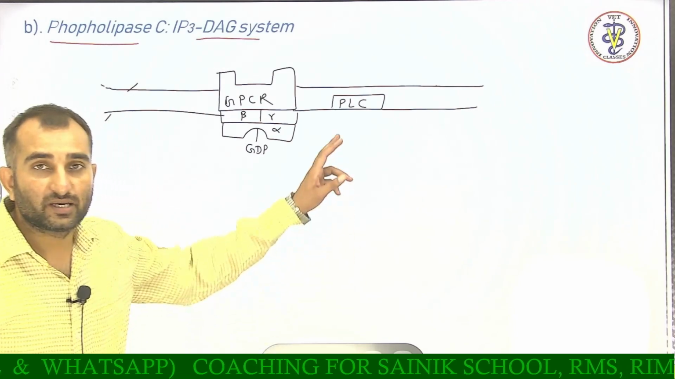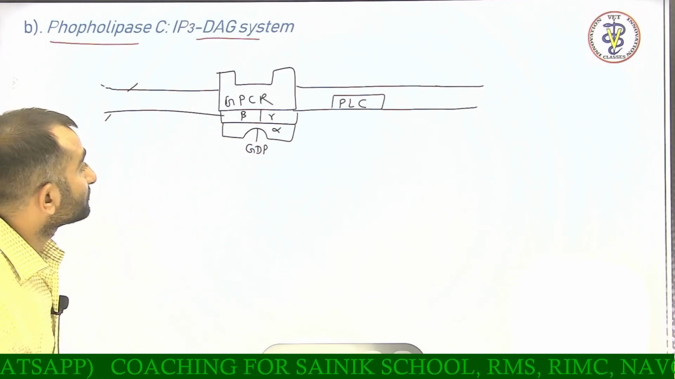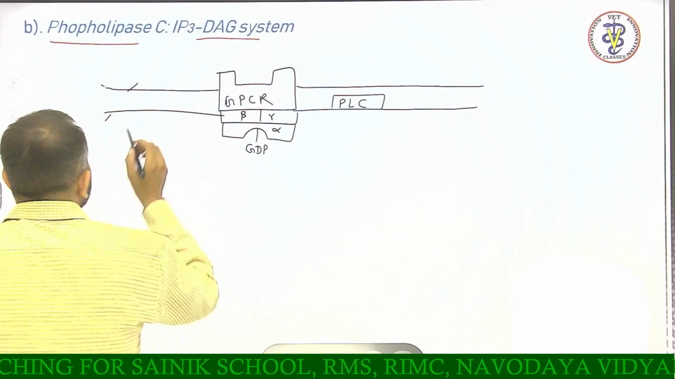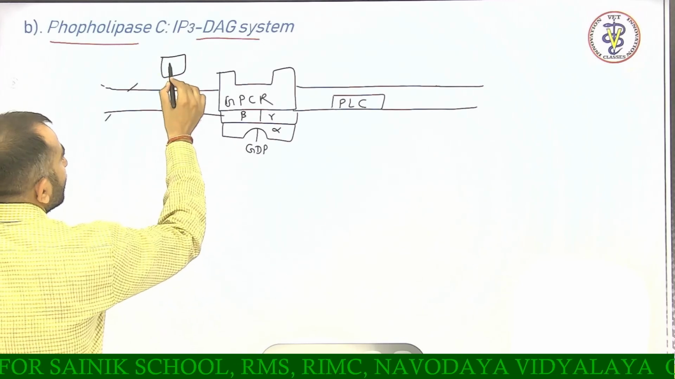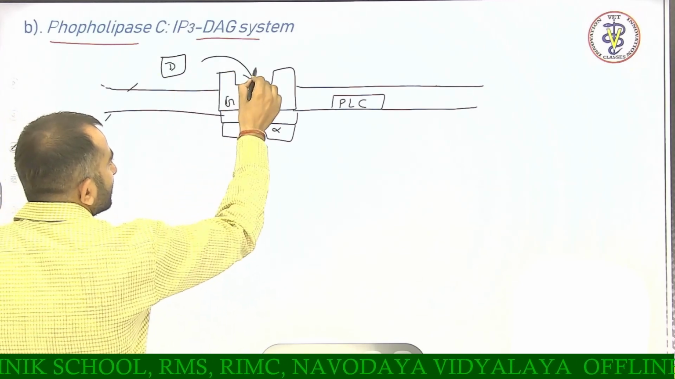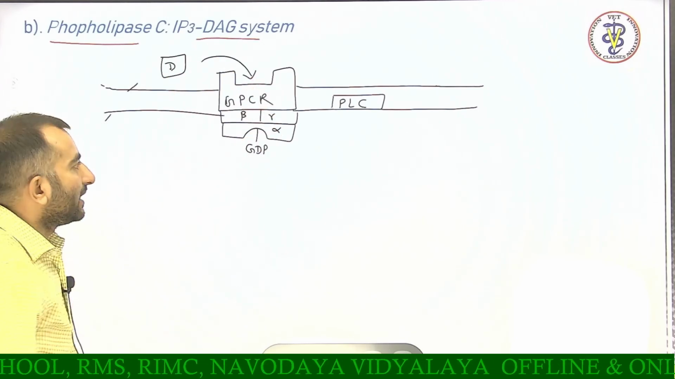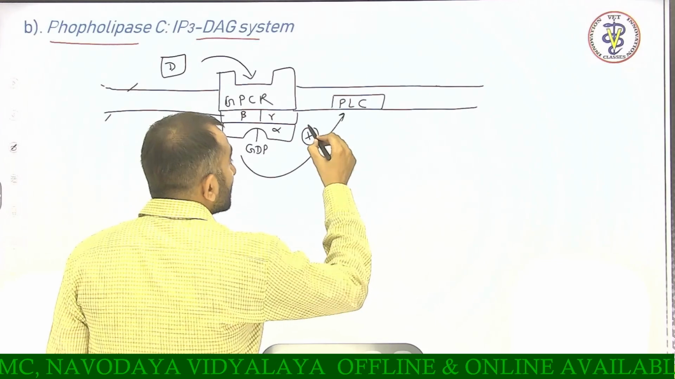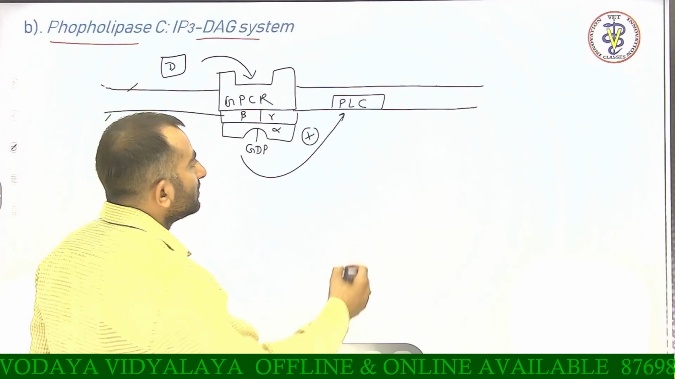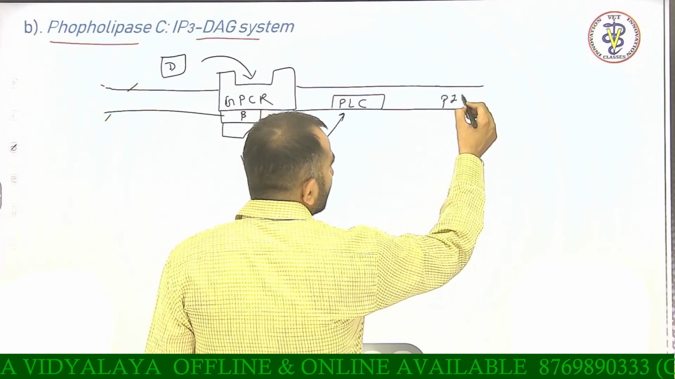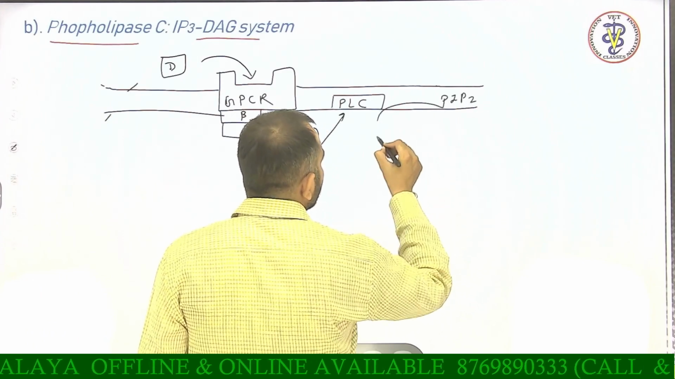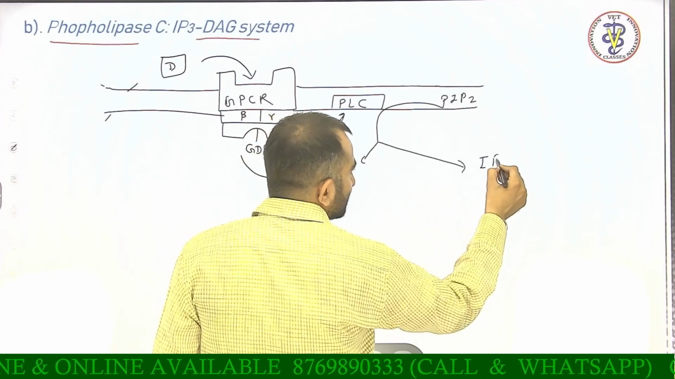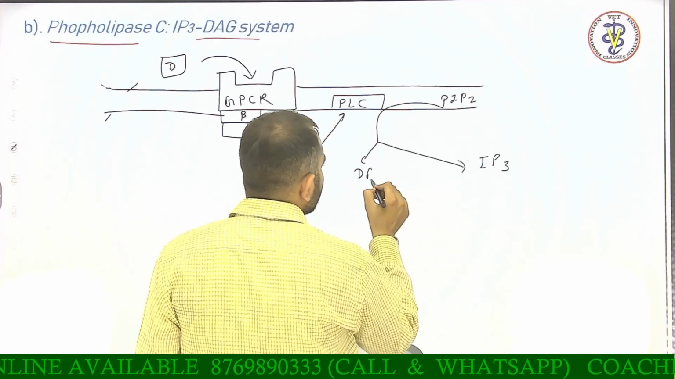So PLC indicates phospholipase protein. When any drug or ligand binds with the receptor, then the G protein is activated, and the activated G protein stimulates the phospholipase C, which converts PIP2 into 2 secondary messengers, one is IP3 and the second is DAG.